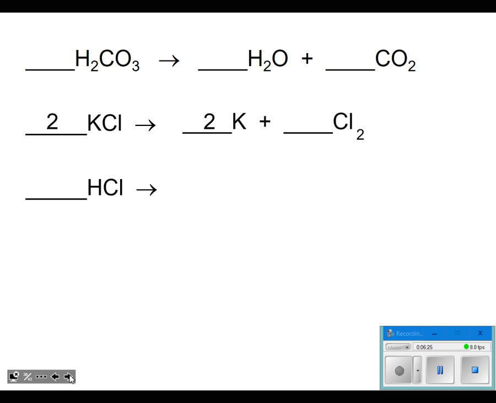Then I have HCl. That's hydrochloric acid, but we can talk about how it will break down, because it breaks down into its single elements of just hydrogen and chlorine. Both hydrogen and chlorine are diatomics, though. So chlorine needs a subscript of 2, and hydrogen needs a subscript of 2. And you are going to be expected to do this. I'll just give you the reactant information, and you're going to have to break it down into the products. Then I have to balance, which would mean I'd put a 2 right here, and now it's balanced.